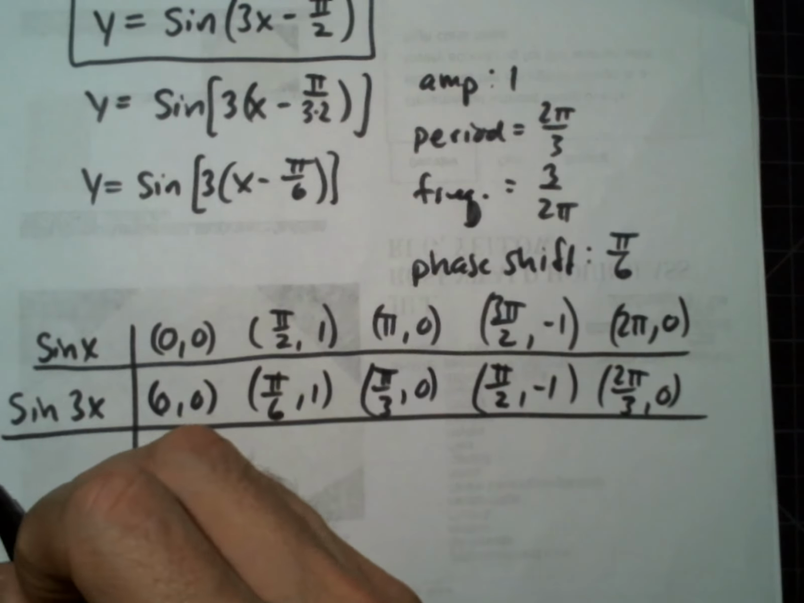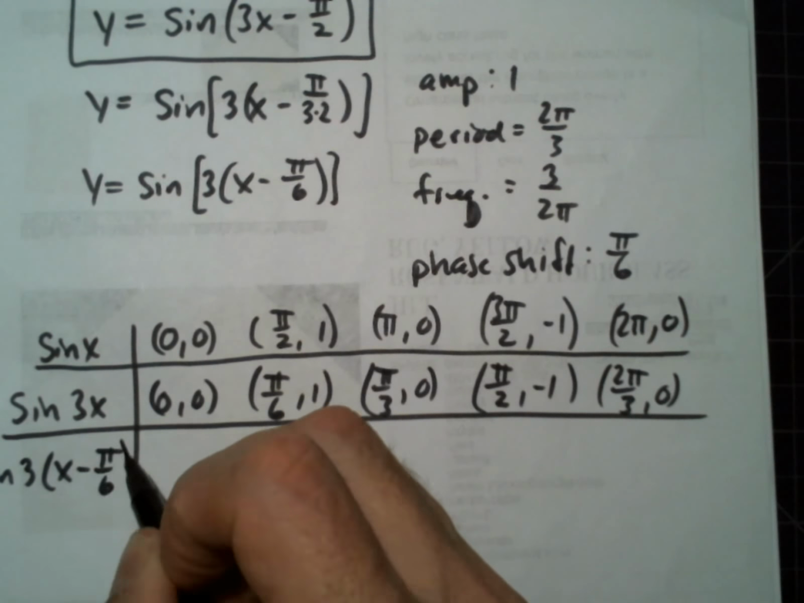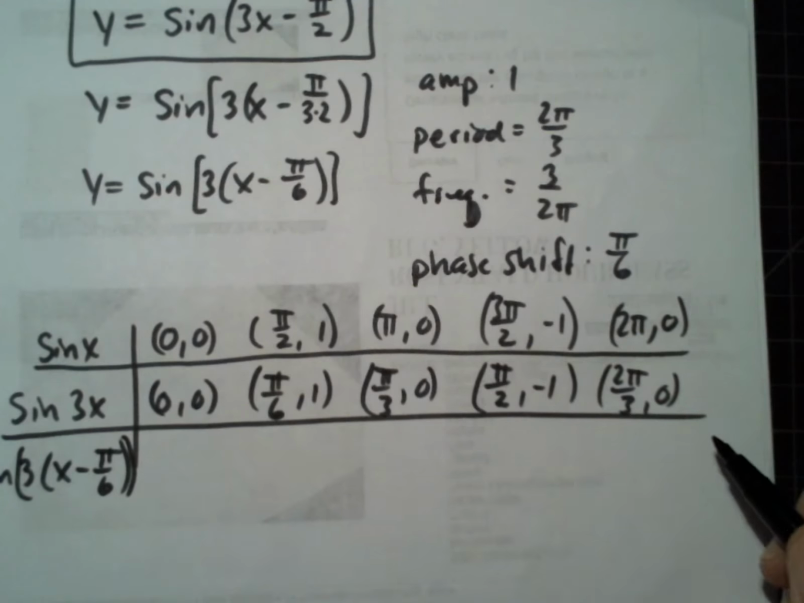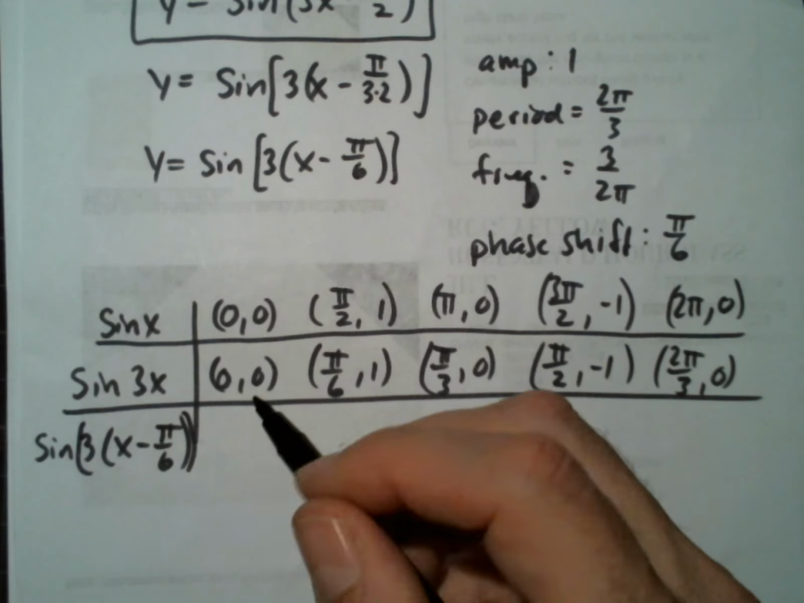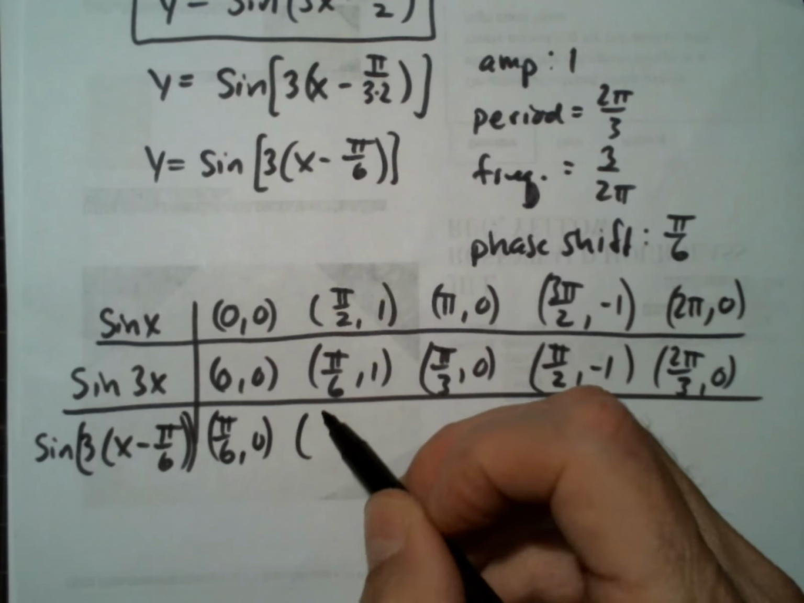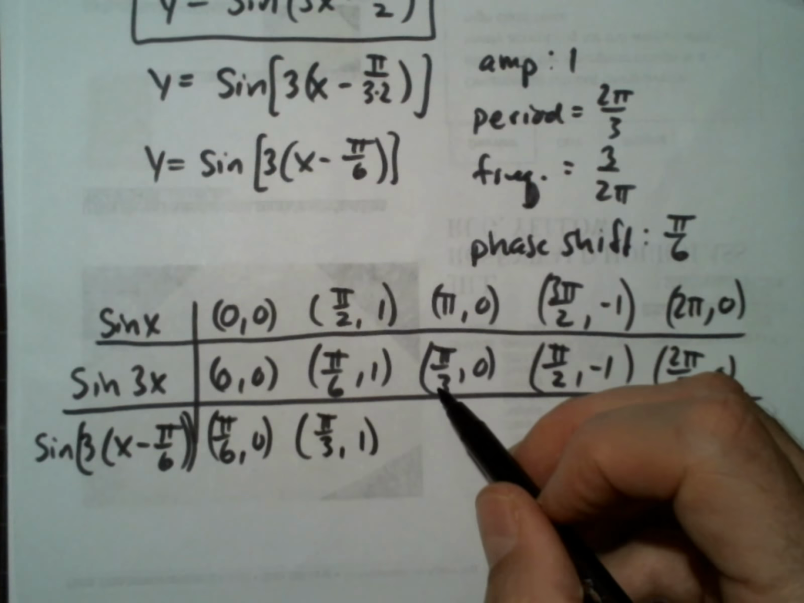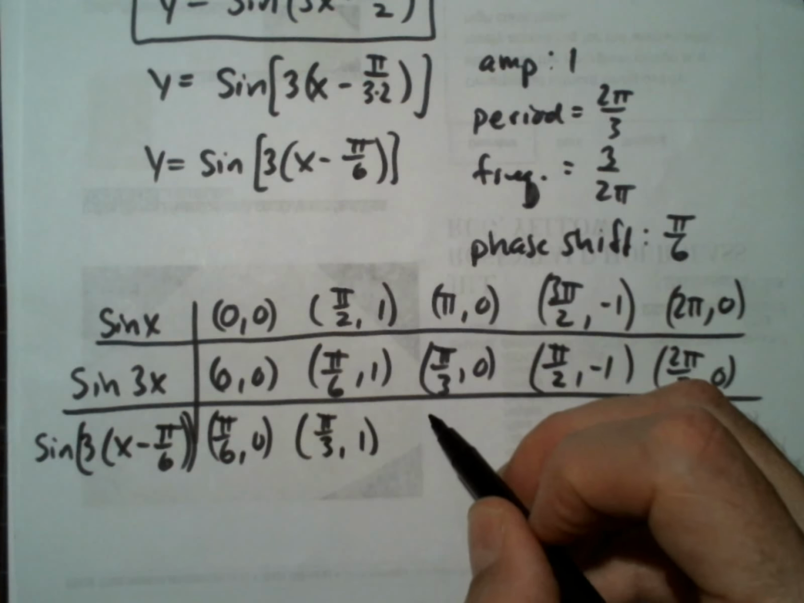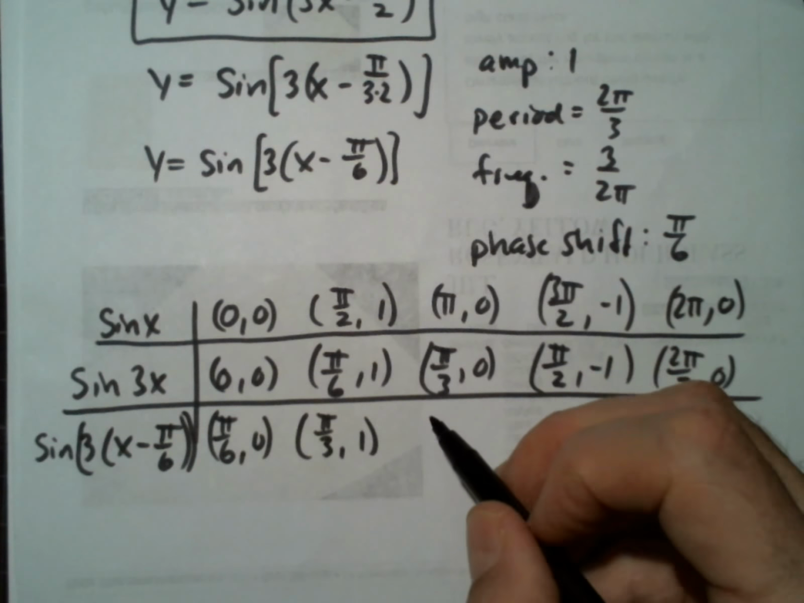And then we have to do 3. We're going to add pi over 6. We have to add pi over 6 to the x values. So we're going to add pi over 6, add pi over 6. We get 2 pi over 6, or pi over 3. We're going to add pi over 6 here, and that'll give us, this is 2 pi over 6 plus pi over 6 is 3 pi over 6.